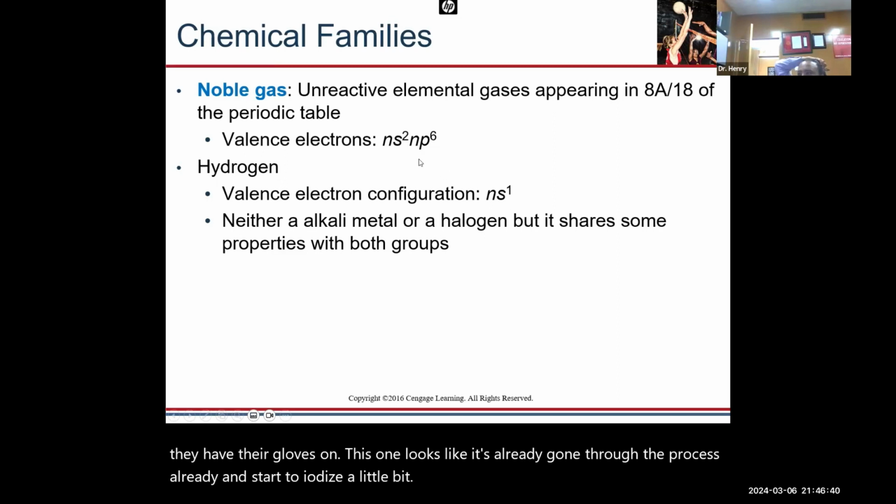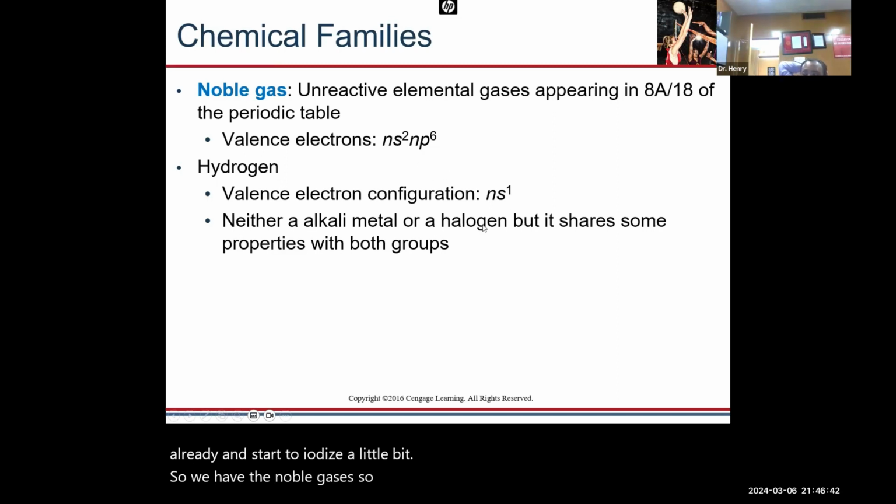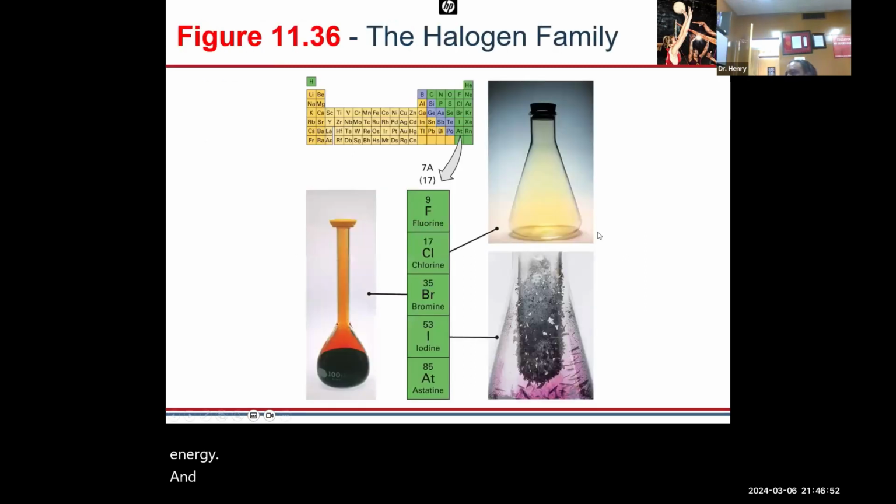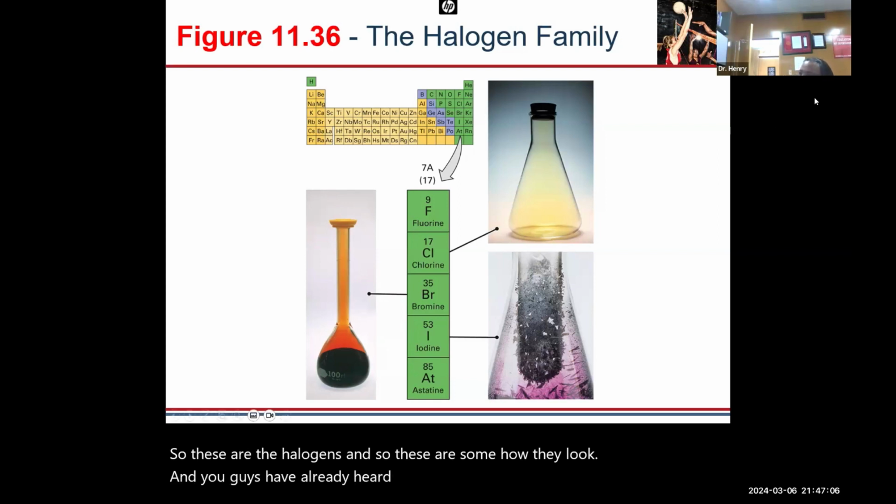So we have the noble gases. So those are going to be unreactive elements. Sometimes they will react if you force them to with a lot of energy and time. So these are the halogens, and this is how they look. And you guys have already heard of mustard gas. So that's just basically that chlorine.